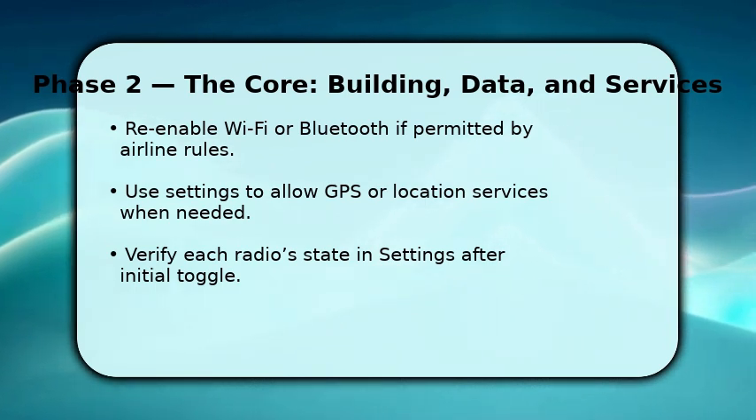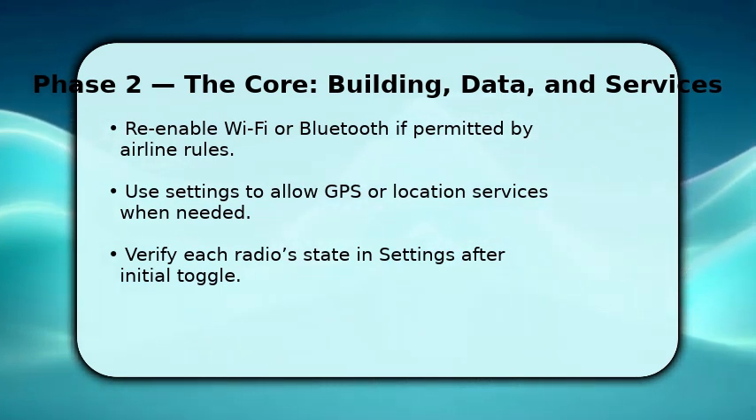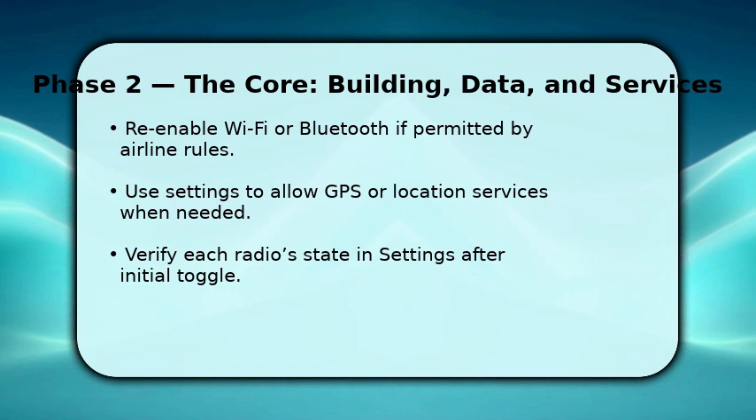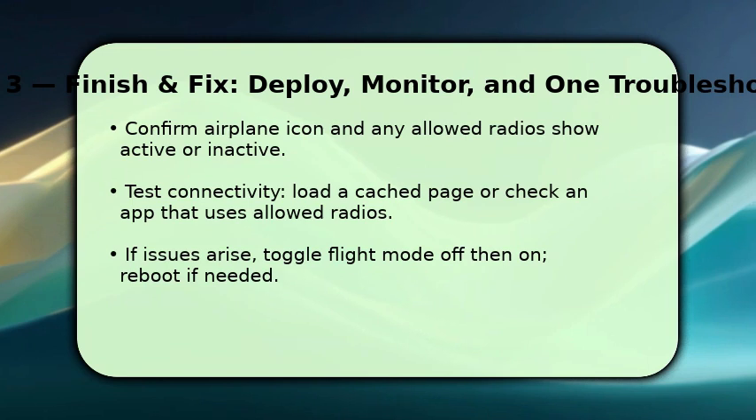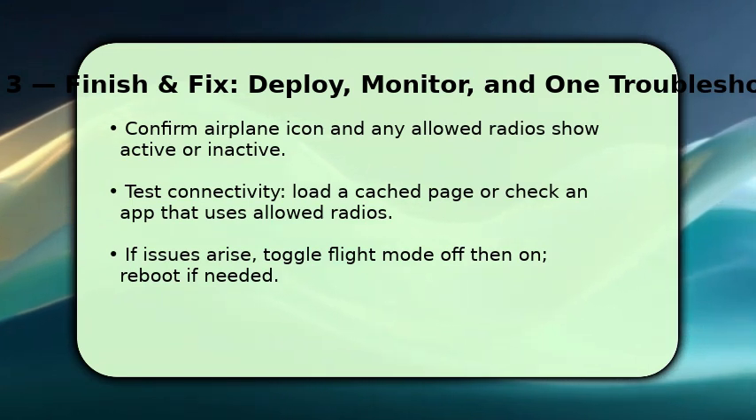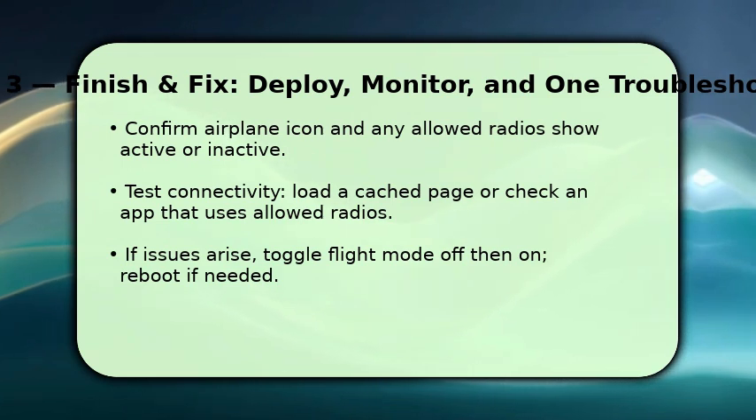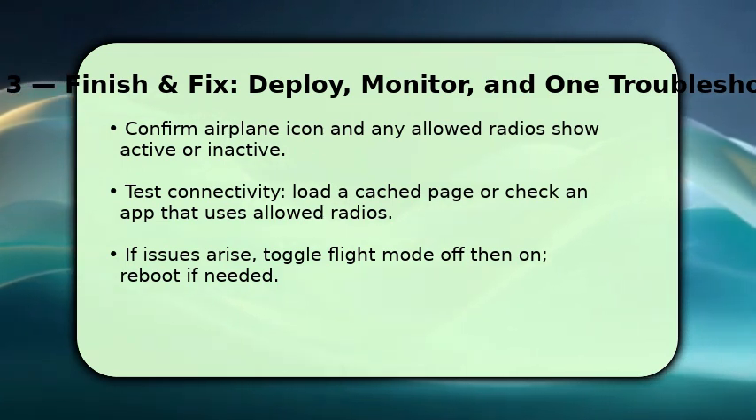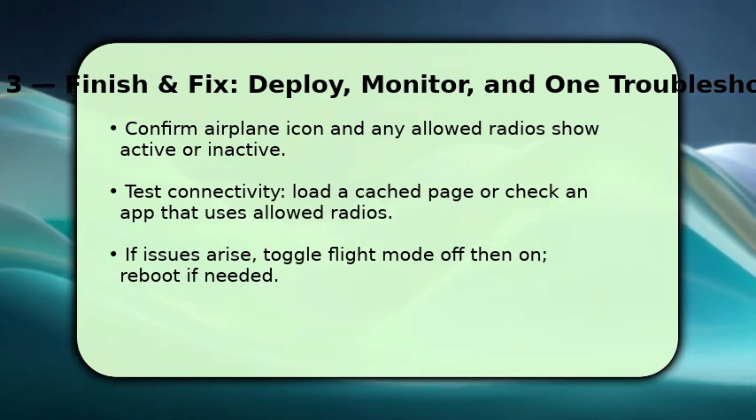After adjusting, return to the status screen and verify each radio's state, so your device behaves exactly as you expect during the flight. To finish, confirm the airplane icon remains visible and that any radios you allowed, Wi-Fi, Bluetooth, show their active icons, which proves permissions took effect. Then test connectivity. Load a cached page or use an app that relies on the permitted radio to ensure functionality.